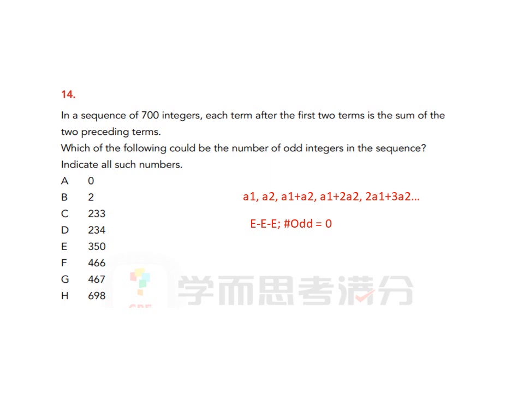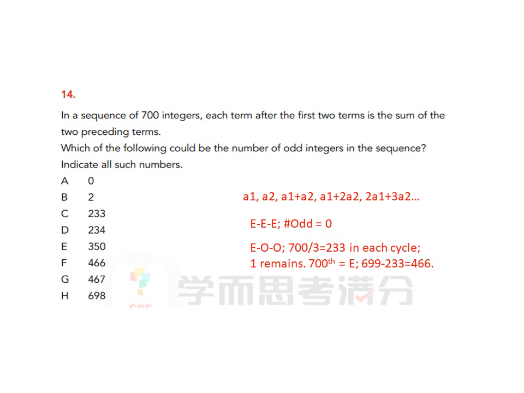Suppose A1 and A2 are even, so the third term will also be even. So the number of odd integers in this sequence will be 0. Similarly, take another example. Suppose A1 is even and A2 is odd, so the third term will be odd. So there is a cycle of three numbers: even, odd, odd.